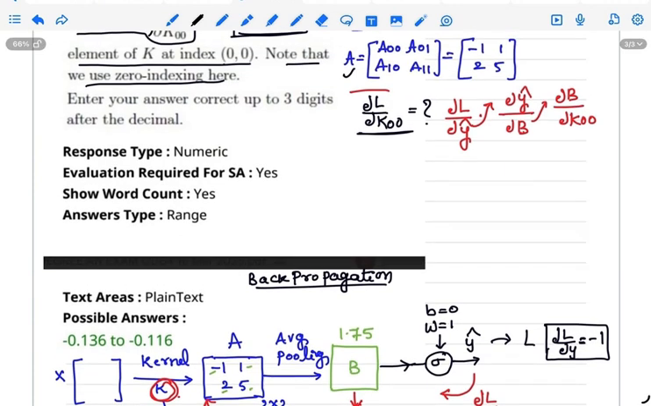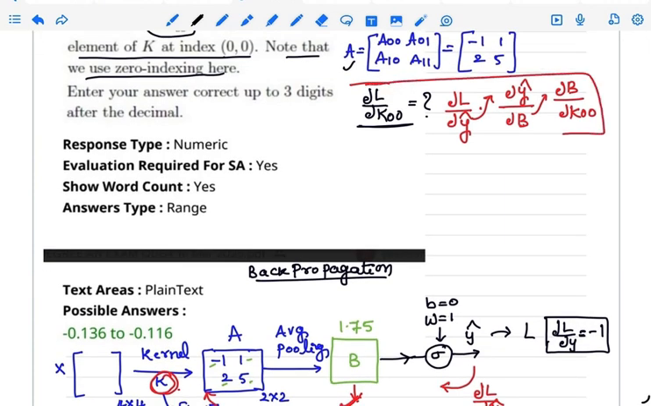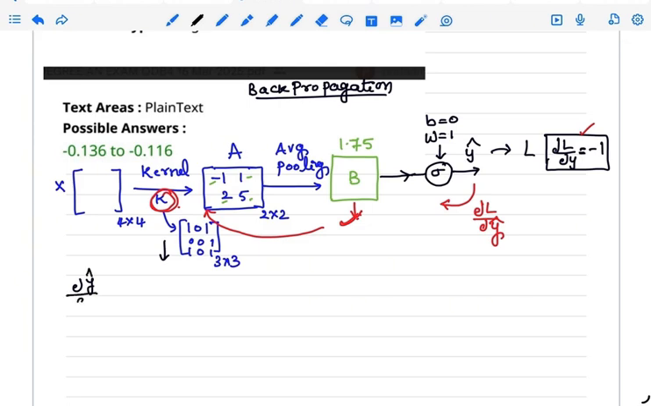This is the back propagation function. So in the question they gave dou L by dou y hat equals to minus 1. Its value is minus 1, and we want to find this and this value, dou y hat by dou b. In back propagation we go backward, so that is the differentiation of the sigmoid function.